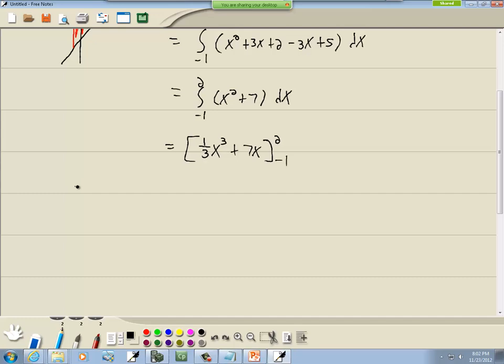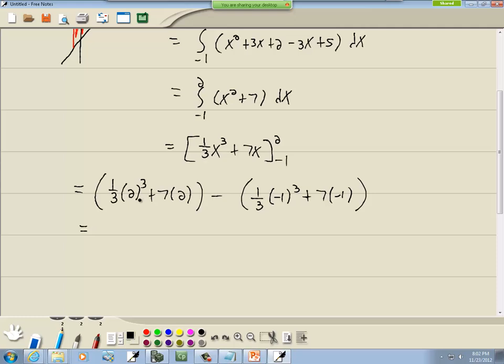And now we're ready to plug in our numbers. So I'll put 2 in. So I got 1/3 times 2 to the third plus 7 times 2, minus, and then we'll plug in -1. So 1/3 times -1 to the third plus 7 times -1. 2 to the third is 8, so that gives us 8/3. 7 times 2 is 14, minus -1 to the third is -1 times 1/3 gives us -1/3. 7 times -1 is -7.